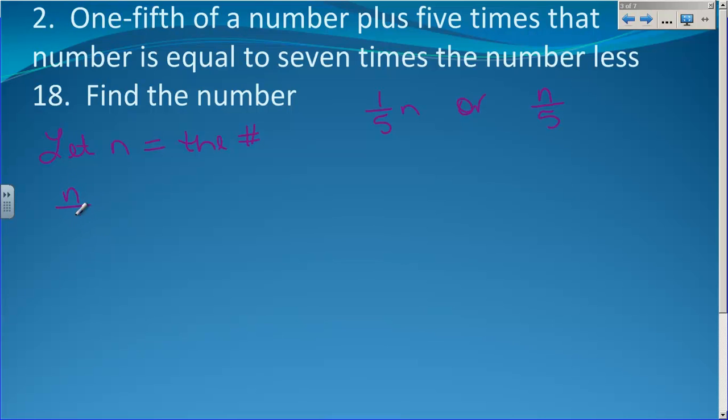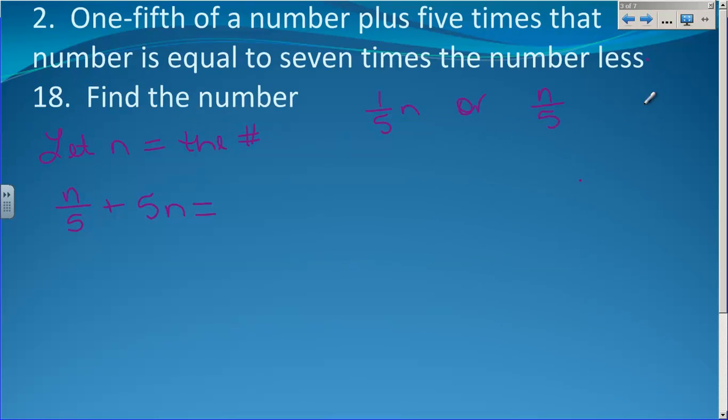So 1/5 of a number plus 5 times that number is equal to 7 times the number less 18. This just saying less is the same thing as saying minus. It's not less than, so it doesn't flip-flop the order of things. It's just less, so that means 7 times the number less 18. It's just like saying minus.